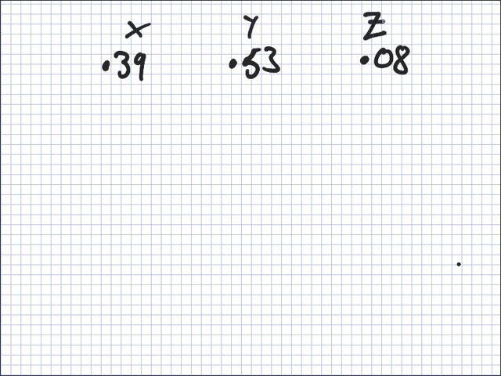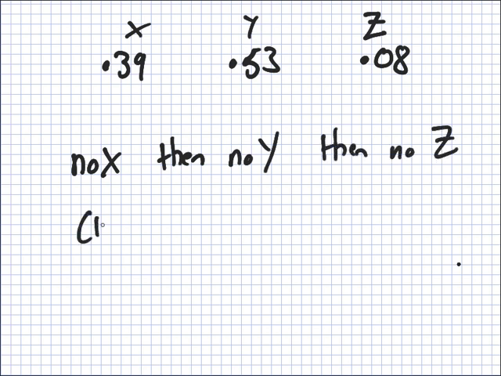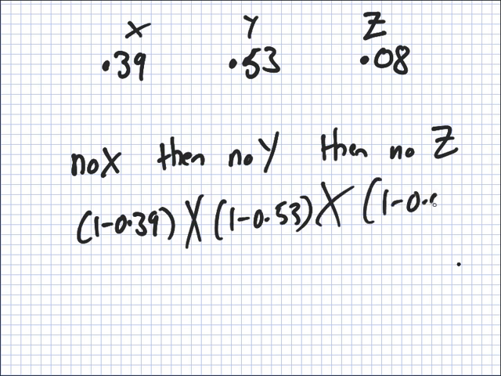What was the question? X, Y, and Z are 3 independent events. Event X occurs with probability 0.39, event Y occurs with probability 0.53, and event Z occurs with probability 0.08. Find the probability that none of the events X, Y, or Z occur. Give your answer to 3 significant figures. Okay, so this is no X, then no Y, then no Z. So it's going to be 1 minus 0.39 times 1 minus 0.53 times 1 minus 0.08.